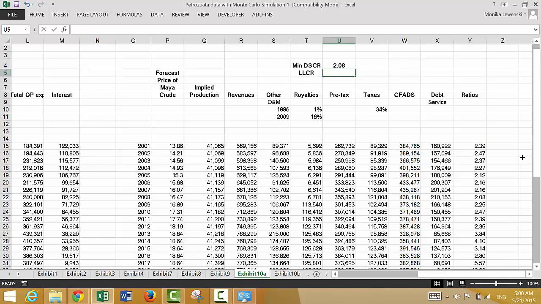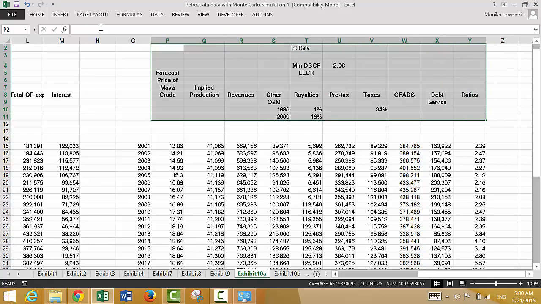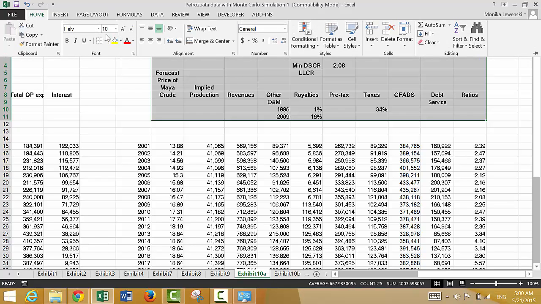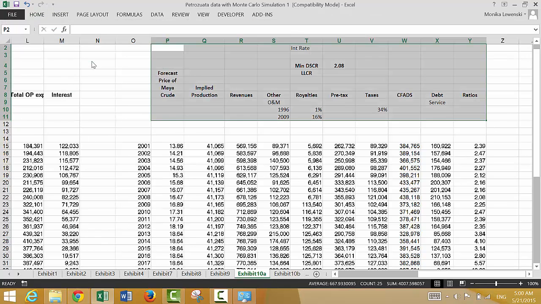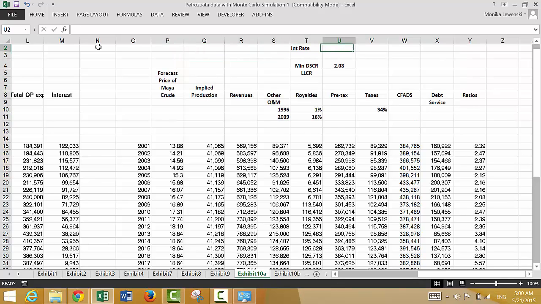Okay, and then we'll put the LLCR. And for that we need some kind of interest rate. So let's put an interest rate. Now, I've tried to do this. Why is this format all screwed up? Okay, I don't know what kind of format I have. Okay, how about this one? Control B, let's take that. I'm just going to use 7%.